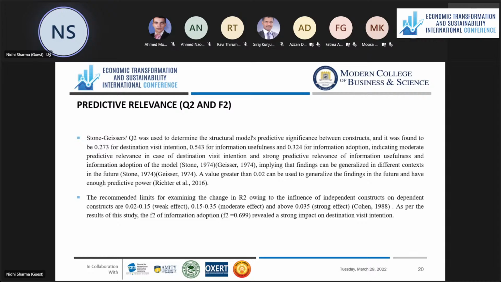Then we check the predictive relevance, that is the Stone-Geisser Q-square, which determines the structural model's predictive significance between constructs, and it is found to be 0.273 for destination visit intention, 0.543 for information usefulness, and 0.324 for information adoption, indicating moderate predictive relevance in the case of destination visit intention, and a strong predictive relevance for information usefulness and information adoption of the model, implying that the findings can be generalized in different contexts in the future, and a value greater than 0.02 can be used to generalize the findings in the future and has enough predictive power.